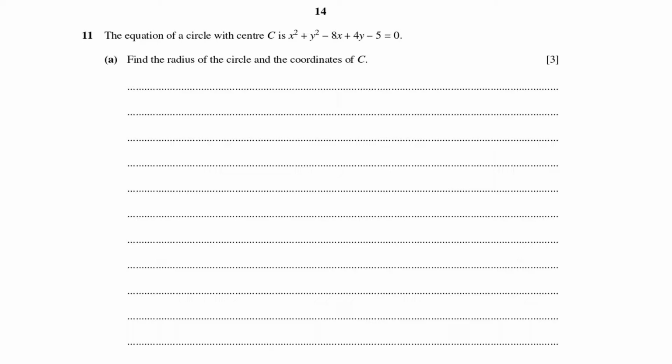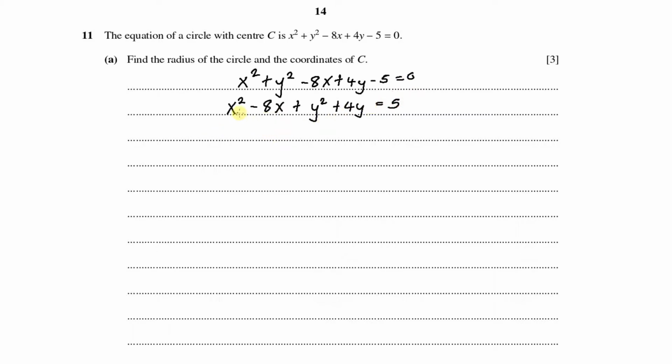Question number 11. The equation of a circle with center C is x squared plus y squared minus 8x plus 4y minus 5 equal to 0. So on A, find the radius of the circle and the coordinates of C. So here we've got the equation of the circle. I'm going to regroup the terms, so that's x squared, grouping it with minus 8x. Then we have y squared, grouping it with 4y. And I'll take the 5 to the right hand side.